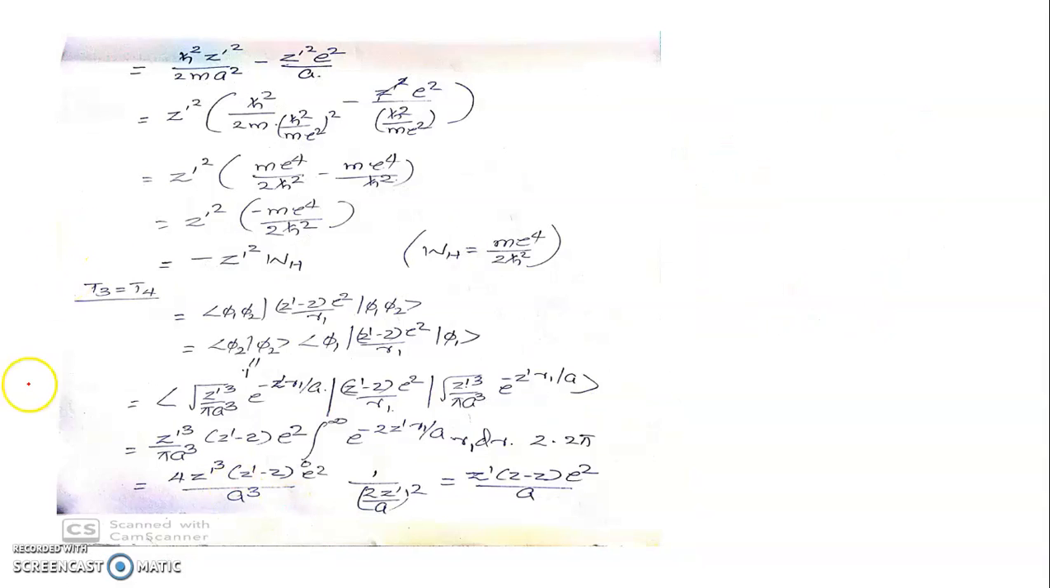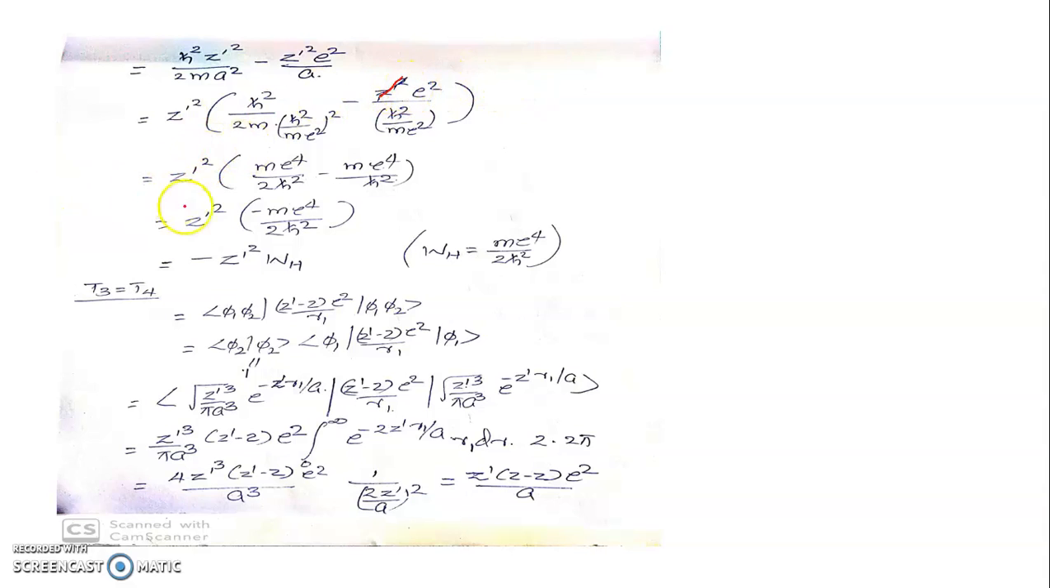We modify them: ħ²Z′²/2m a² minus Z′²e²/a. So Z′² could be taken as a common factor, and we substitute for a, the Bohr radius, as ħ²/me². Z′² is taken out, ħ²/2m into a² is there, a is ħ²/me², so a² is the square of this one. Minus Z′²e²/a, where a is ħ²/me². Already I have taken Z′² out, so this term is not there.